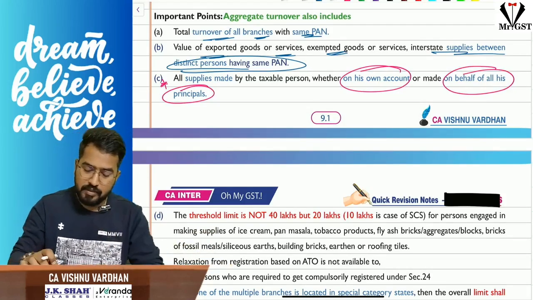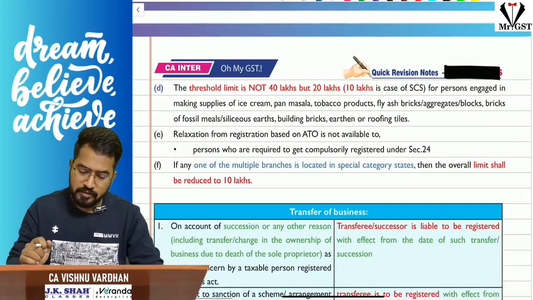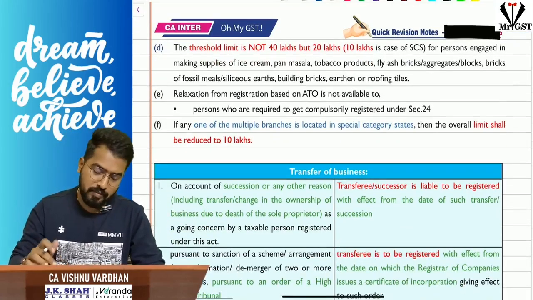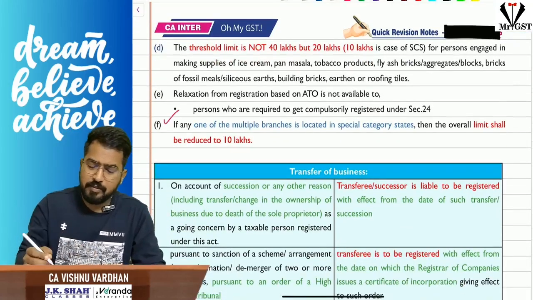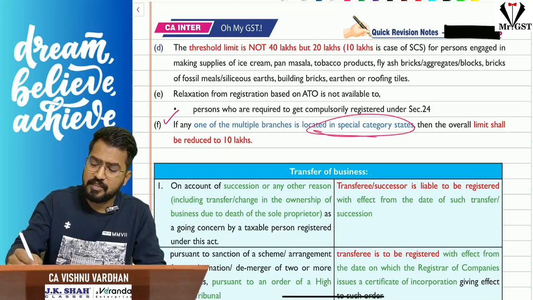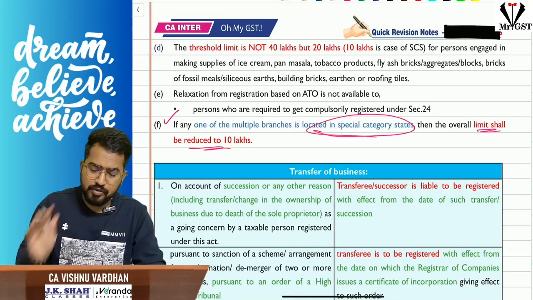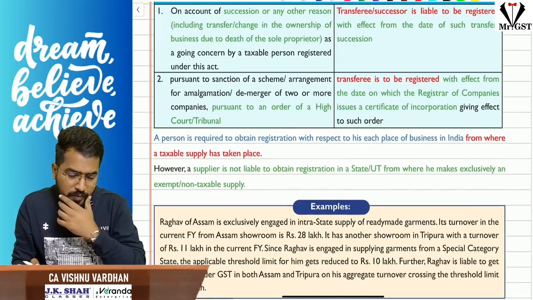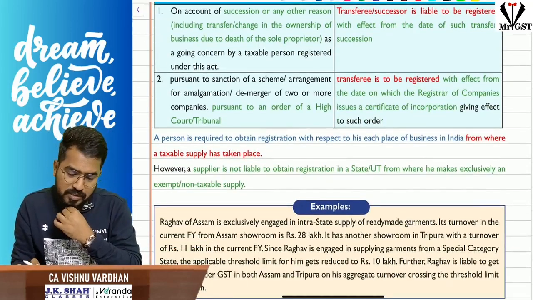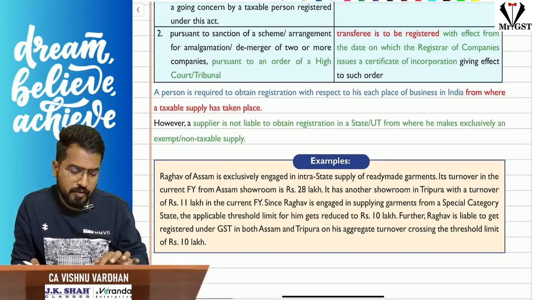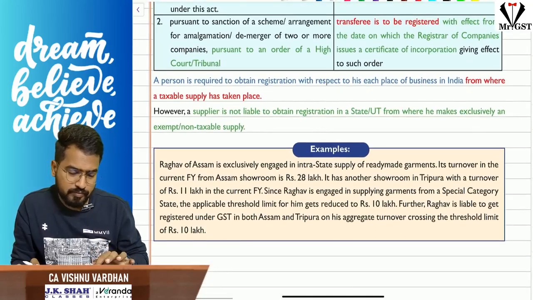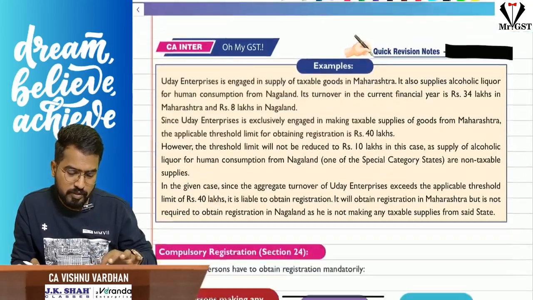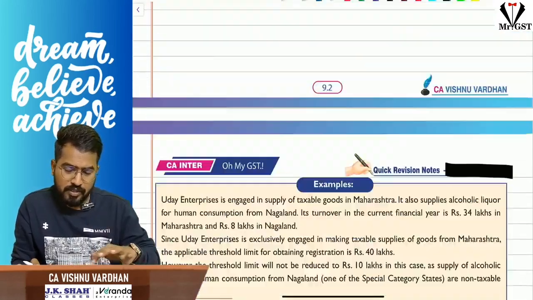And not only that, here please understand, if one of the multiple branches is located in a special category state, the overall limit for everybody will be reduced to 10 lakhs. This you should remember. Okay. Now, one interesting point I'll bring to your notice. Here the examples have been given, you can take care of that.